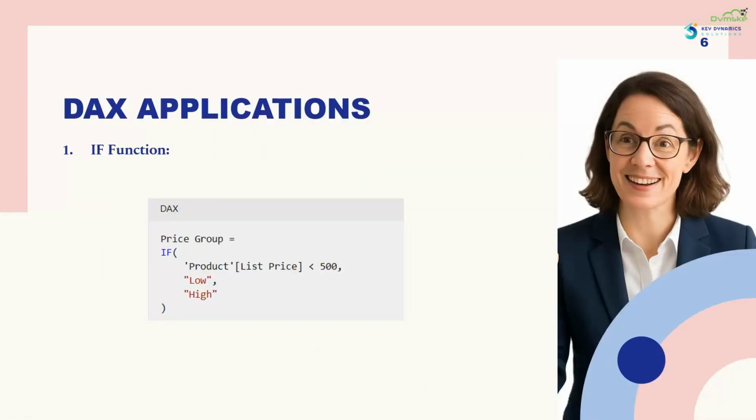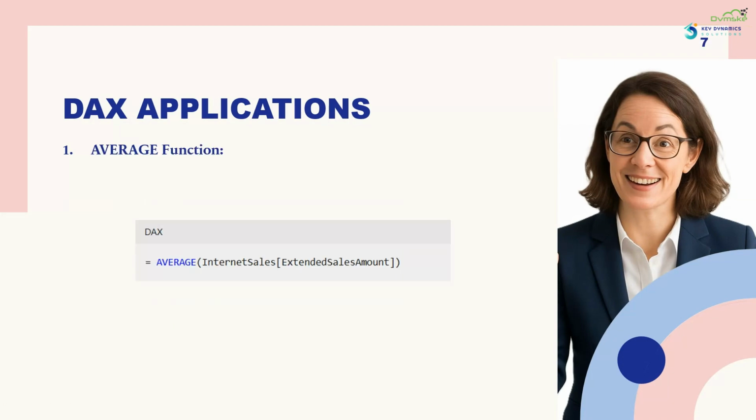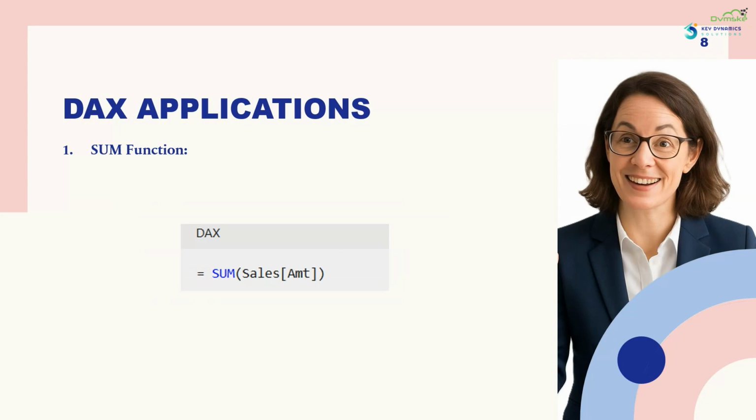The IF function is used when we want to apply a condition. This is the syntax of an IF function. The AVERAGE function is used to calculate the mean of a column. This is the syntax of an AVERAGE function. The SUM function simply adds up all the values in a column. This is the syntax of a SUM function.